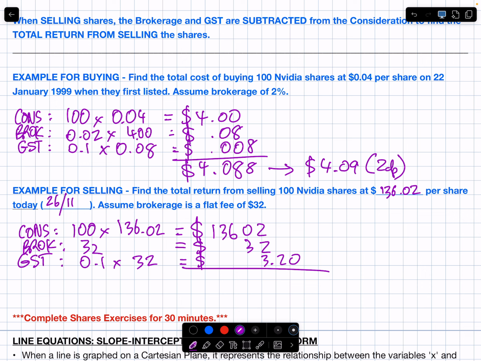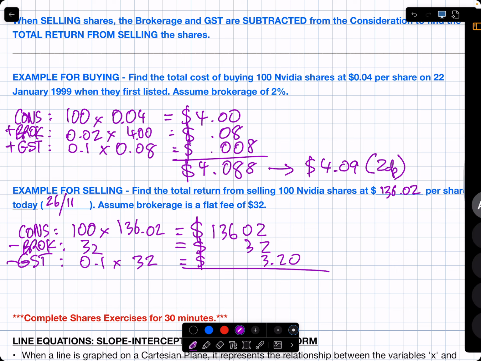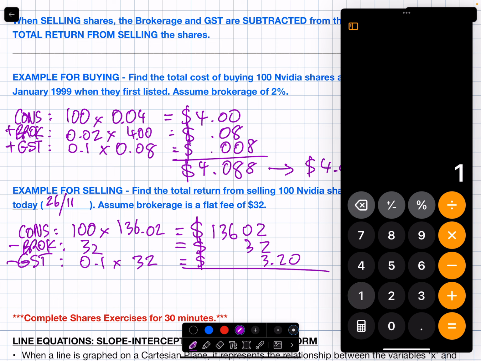Do I add all of these together? No. I take them, so I'm going to minus. I should have added plus and plus here. You can't subtract like 3 things at a time. You can only do it 2, so you can use the calculator. 13602 is what I should get from selling the shares.